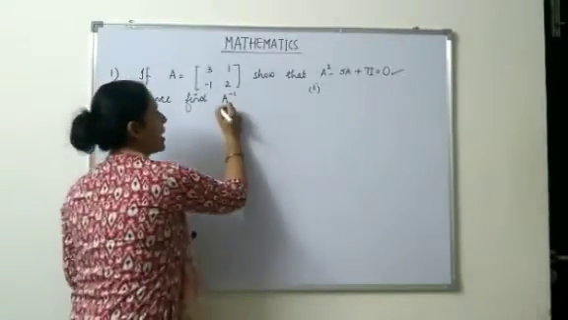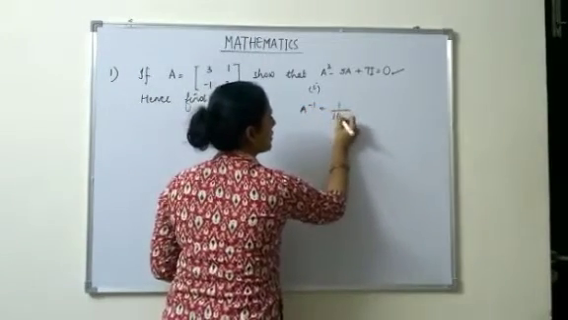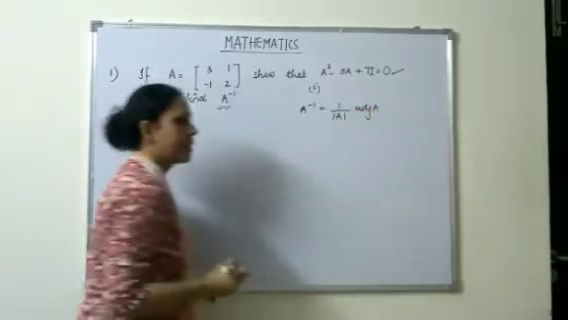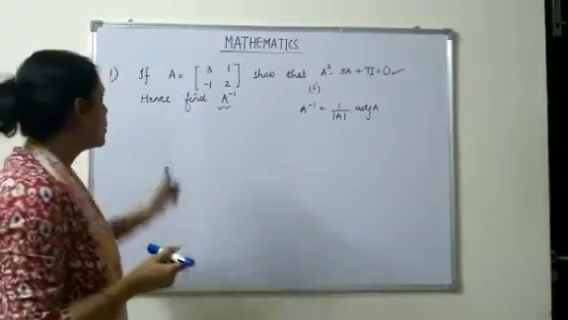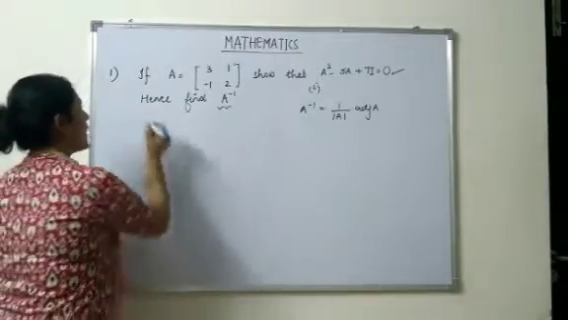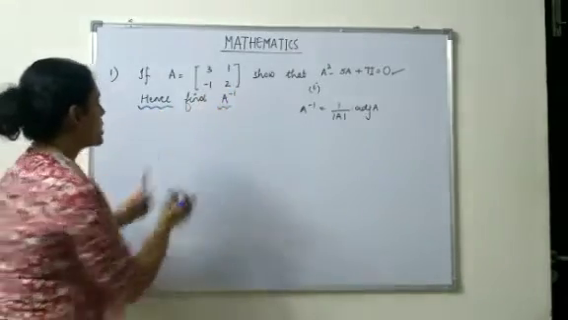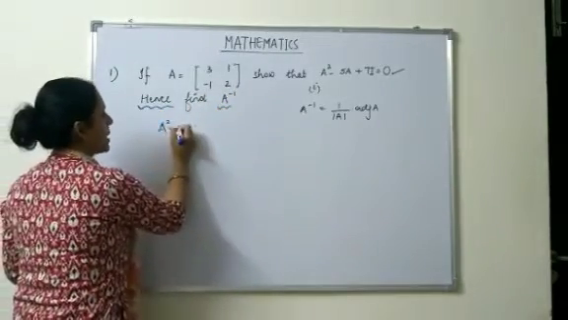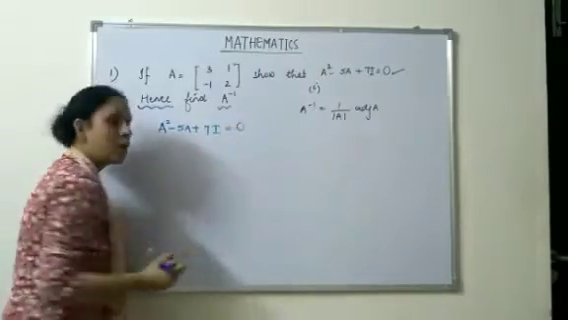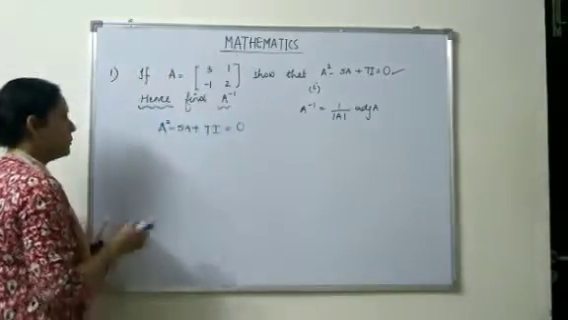As soon as you see A inverse, you start writing A inverse is equal to 1 upon determinant of A into adjoint A. However, you have ignored this "hence". This is the common mistake done here. You don't have to ignore this. "Hence" means that you need to use the equation A square minus 5A plus 7I is equal to O to find out A inverse. And how do we do that?